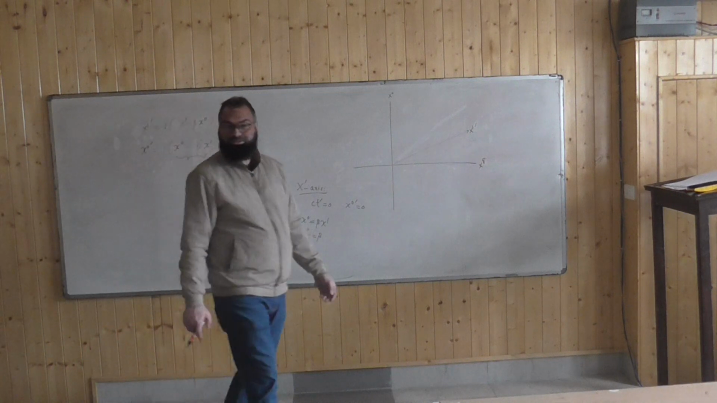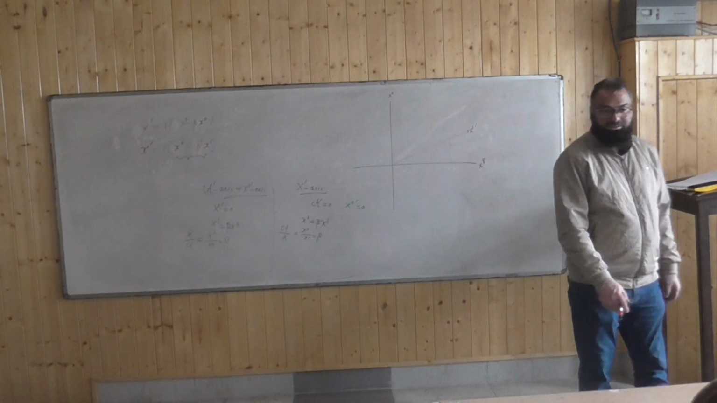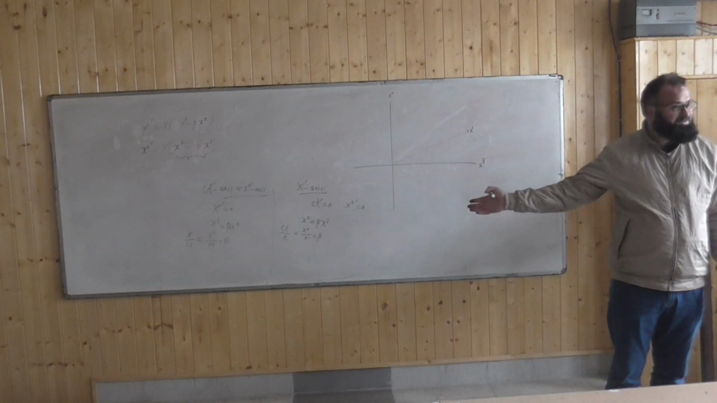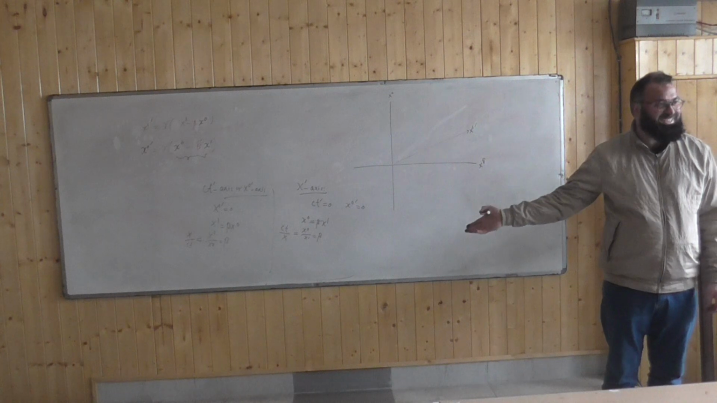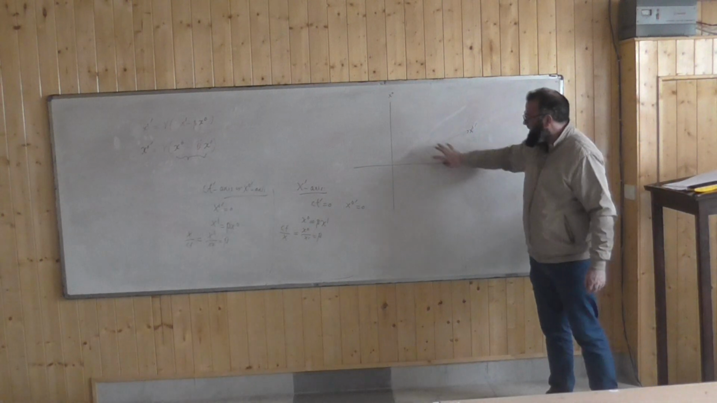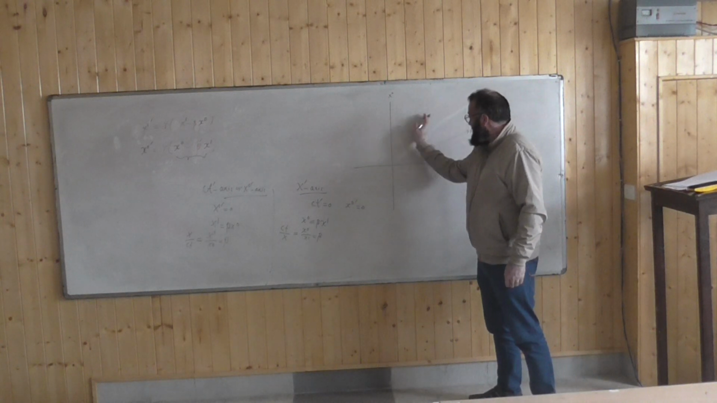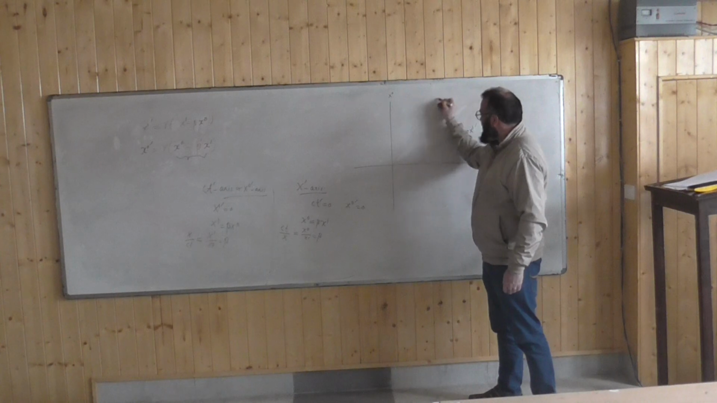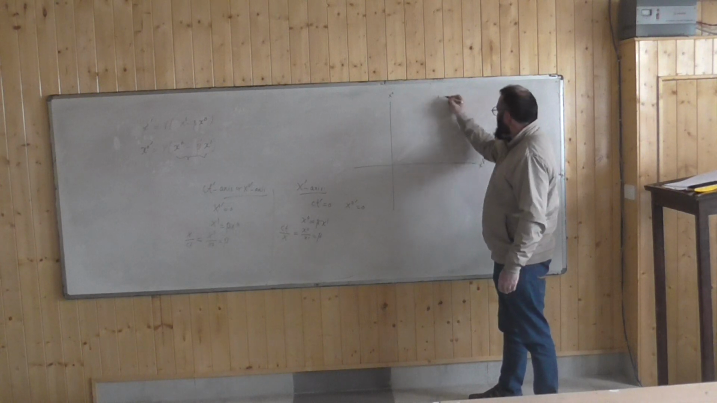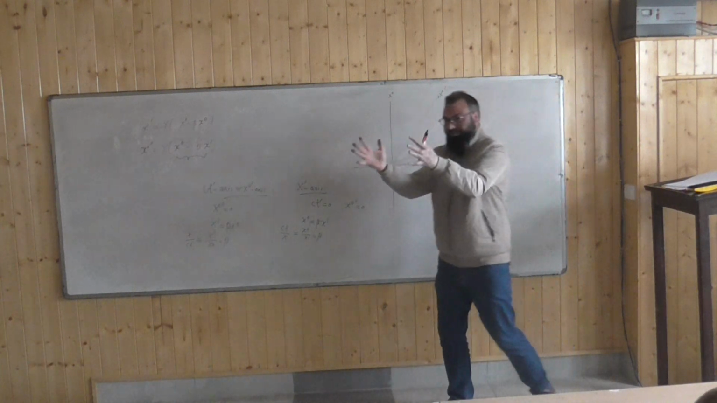Beta is less than 1, yes, because beta is v by c and v is less than c. So what is it? x by Ct is this axis divided by this axis. It will be like this, and this will be x naught. Now look here, these axes actually come closer.